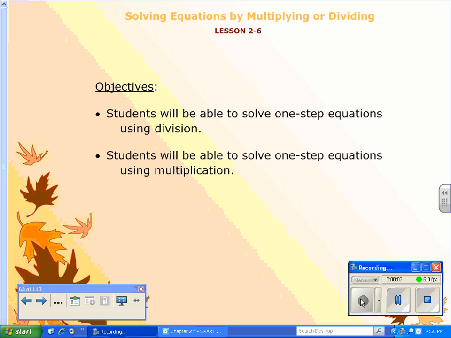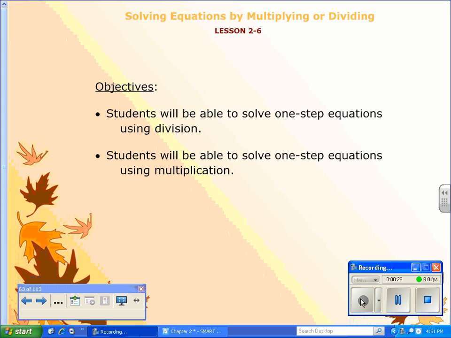Hello, 7th graders, and tonight we're going to look at lesson 2-6 on solving equations by multiplying or dividing. Yesterday's lesson was about how to solve equations by adding or subtracting, and the main way we did that was doing the opposite of what they were doing with the numbers. Tonight's lesson is basically the same idea.